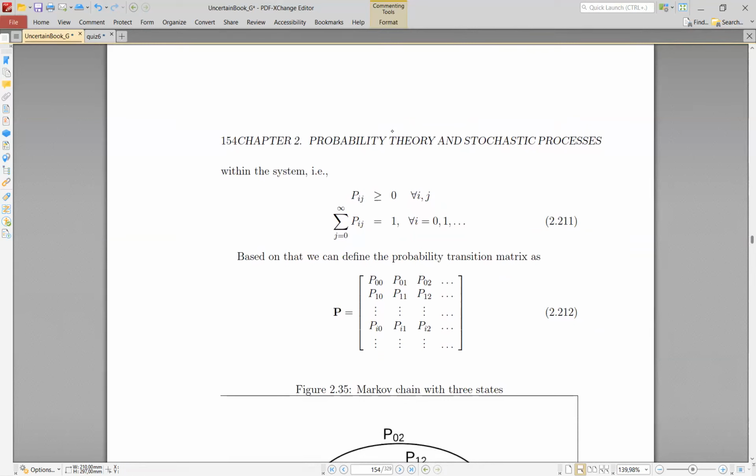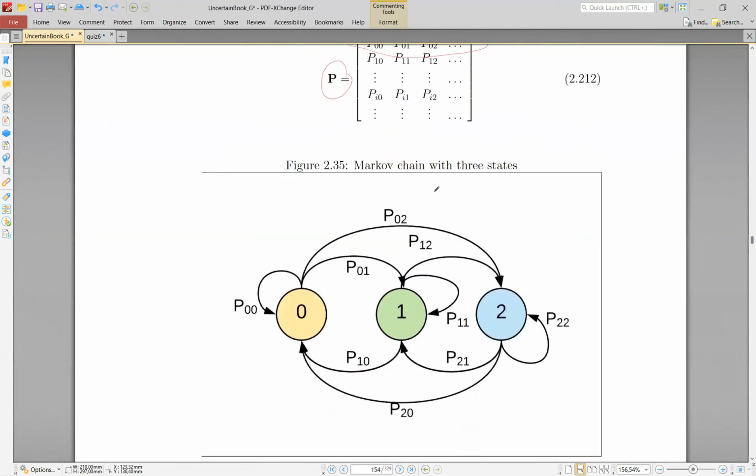Since they are probabilities, they must be greater than or equal to 0. So Bij must be greater than or equal to 0 for all i, j. Also, the summation of Bij from any state to the other states, the total probability out from that state, must be 1. It means that the summation of each row must be 1. This is called the probability transition matrix.